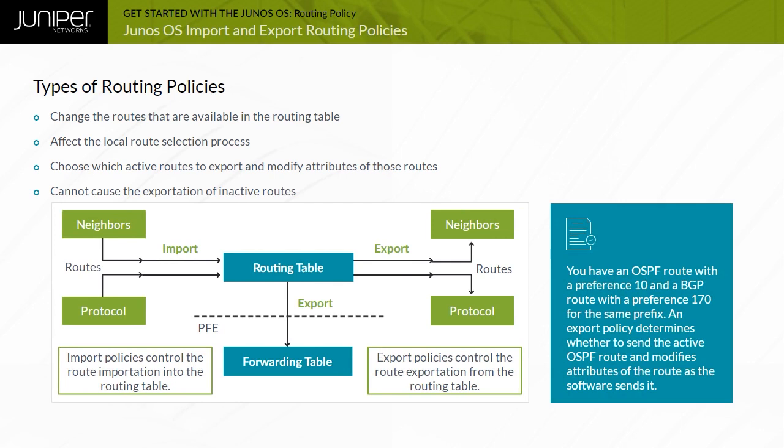For example, suppose you have an OSPF route with a preference of 10 and a BGP route with a preference of 170 for the same prefix. An export policy determines whether to send the active OSPF route and modifies attributes of the route as the software sends it. However, the export policy cannot cause the software to send the inactive BGP route. The Junos OS applies export policies as it exports routes from the routing table, so attribute changes do not affect the local routing table. Rather, the software applies them to the route while exporting it.